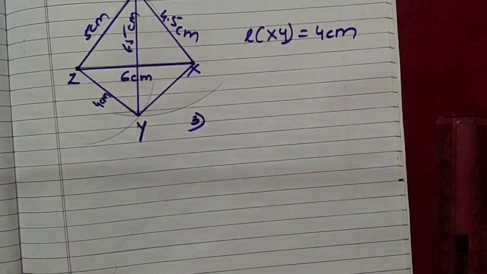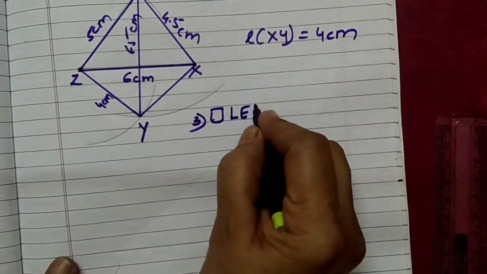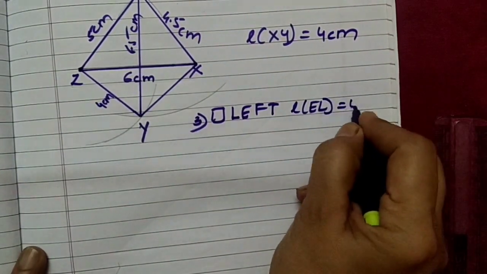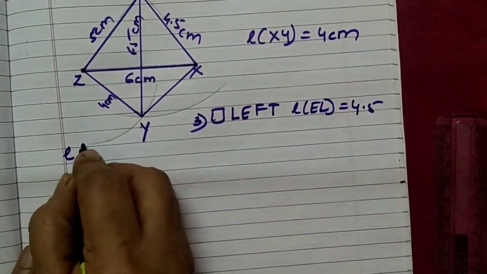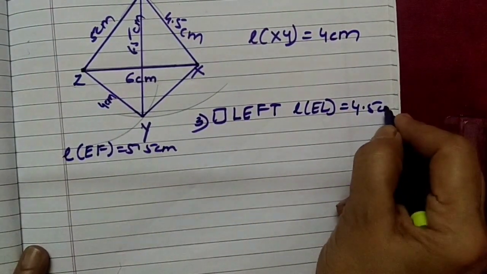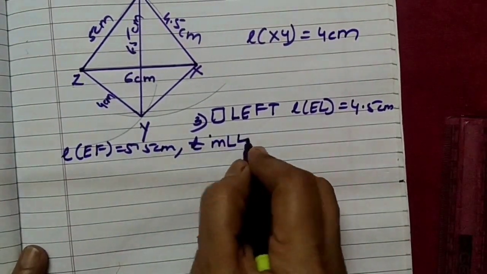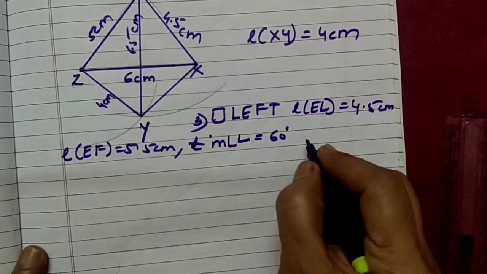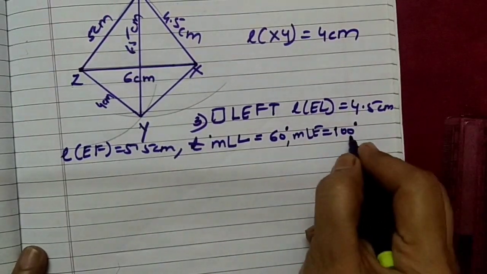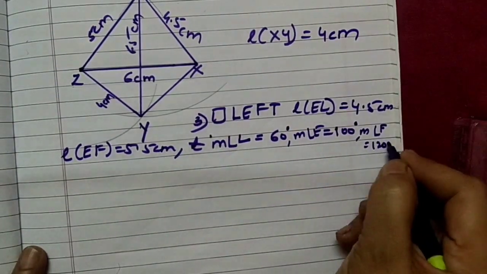So I will write down quadrilateral LEFT. Length EL is equal to 4.5. Length EF is equal to 5.5 centimeter. Don't forget to write that. Now here, measure angle L is equal to 60. Measure angle E is equal to 100 degrees. And measure angle F is equal to 120 degrees.